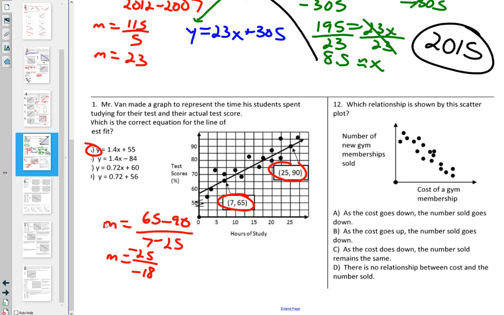Which relationship is shown by the scatter plot? As the cost goes down, the number sold goes down. As the cost goes, all right, so cost is going to the right. So as we go left to right, cost is going up. So those are the first I'm going to look to. The number sold goes down. It has to be B. As the cost goes up, the number of gym memberships sold goes down, and that makes sense.